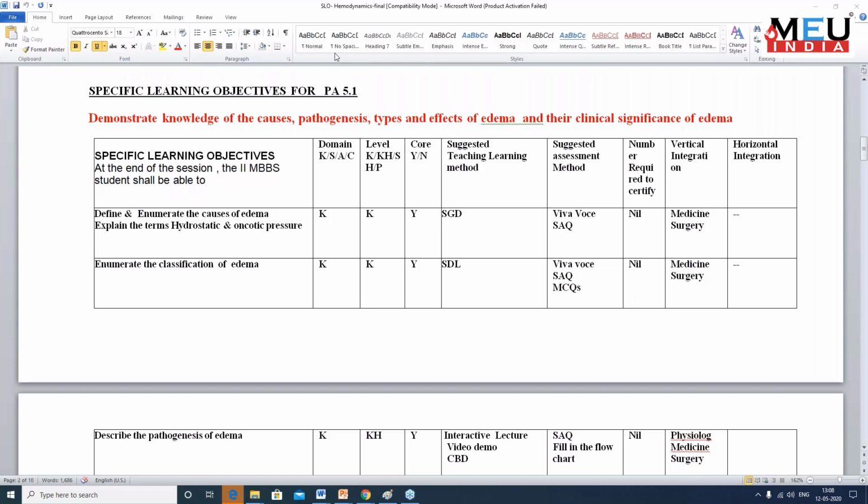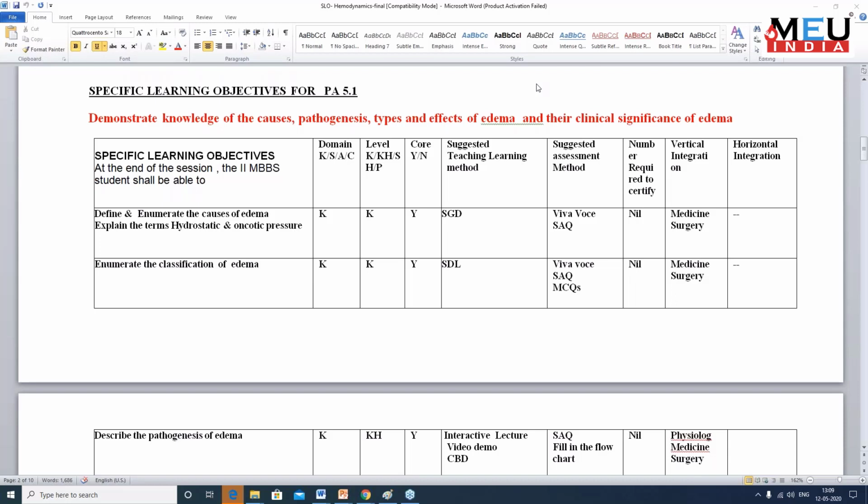Second would be enumerate the classification of edema. In all the competencies, for all the SLOs on classification, I have chosen self-directed learning as the method, because for classification the person just has to know by heart what the classification is, so the student can be allowed to go through it by themselves, and then we can assess it either by MCQs, viva voce, or short essay questions.